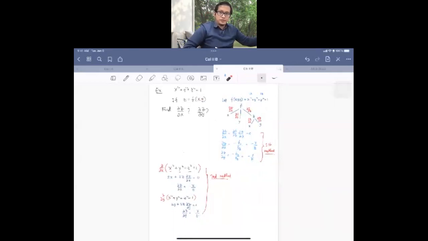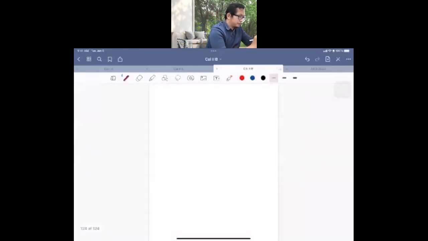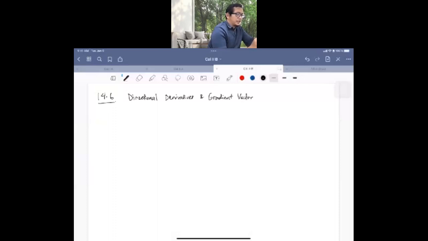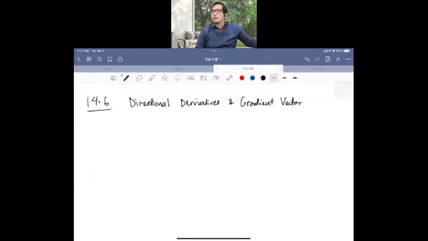Okay, I will move to the next slides, next page. So we start with 14.6. The idea is we call the directional derivatives and gradient vector. I think if you learn about electric and magnetic fields and other components in physics, you will see the gradient vector, right?